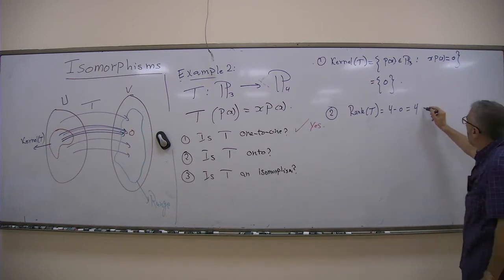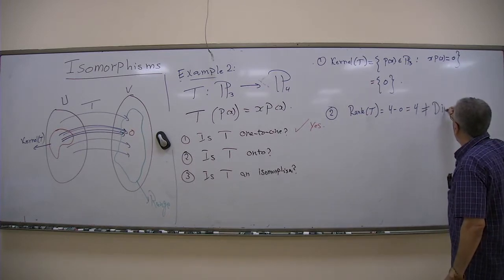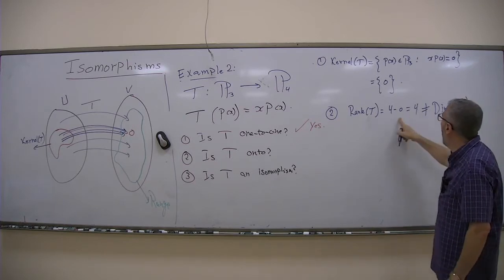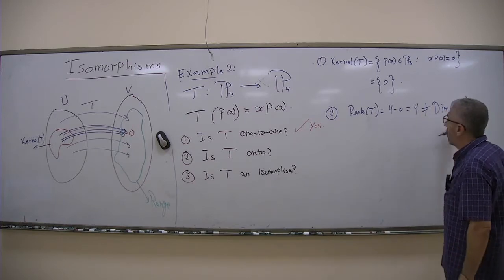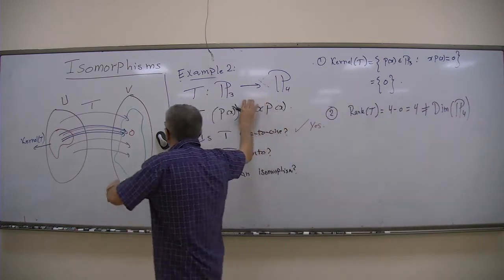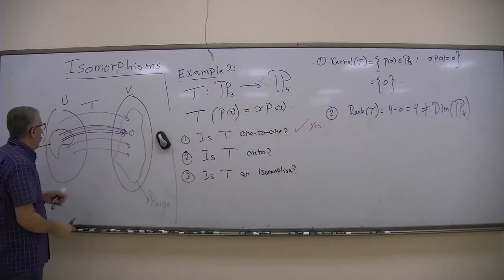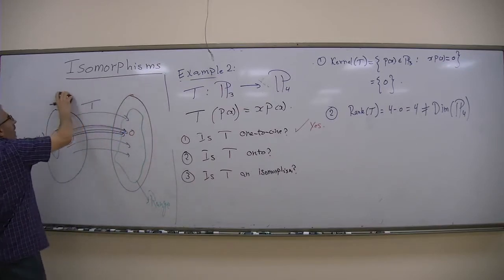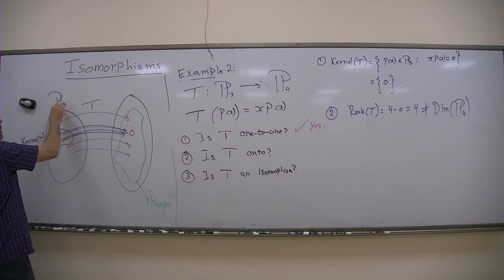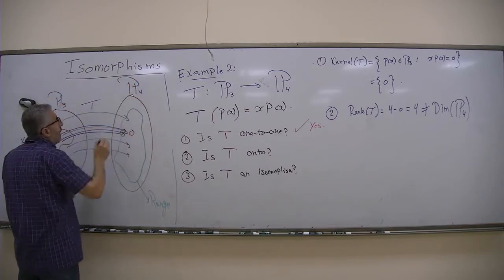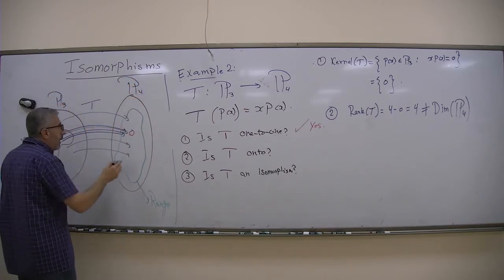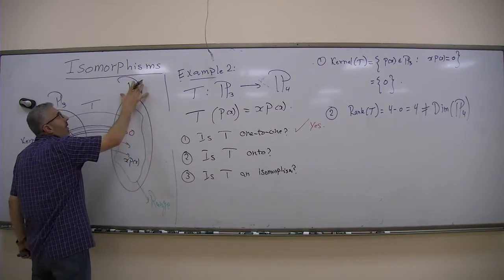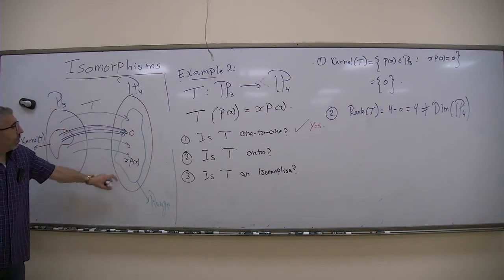Now, this is different from the dimension of P4. What is the dimension of P4? It is 5, because this is 5, this is 4, so they are different. So basically what happens here, you are not covering all the codomain. When you think about this as P3 and this as P4, what you are covering when you take x p(x) is part of P4, not all of P4.